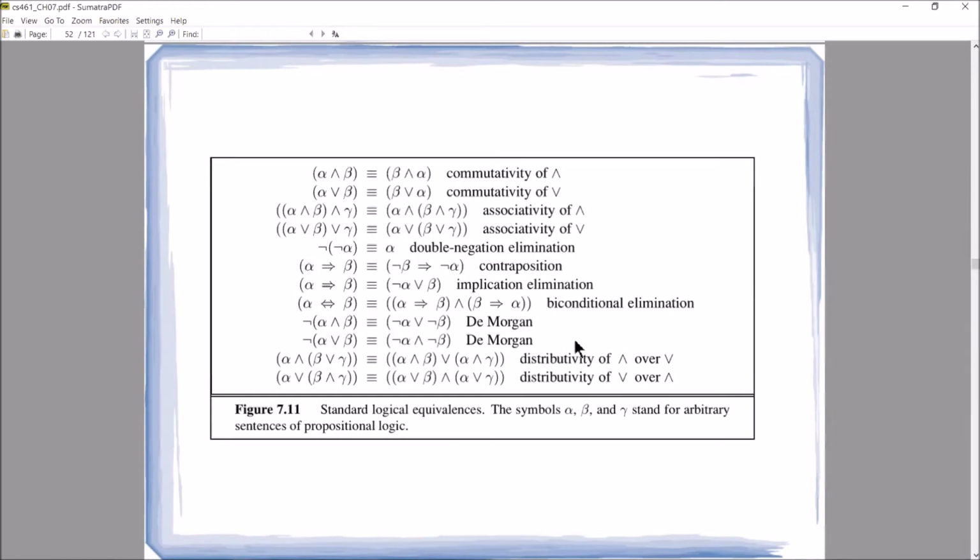All right, so what I have here for you is figure 7.11 from the textbook, and this is a list of all of the standard logical equivalences, right? If you built a truth table for this, you could show that these are all equivalent to each other, and we're going to be using this table quite a bit through this entire section.